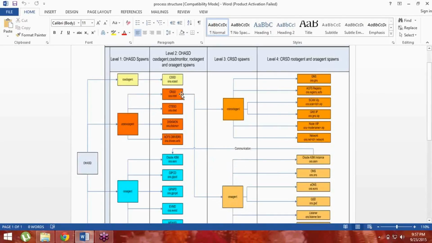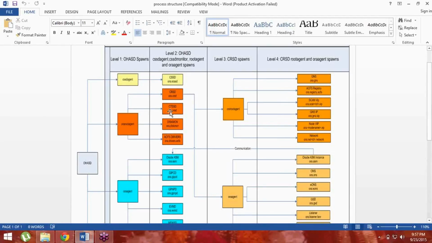To start the clusterware, the process responsible for starting and stopping is CRSD. So in case someone asks you which process is responsible to start and stop the RAC or the whole clusterware, the answer will be CRSD, Cluster Ready Service. This is one of the frequently asked questions for interviews, so that's why I'm sharing it with you.